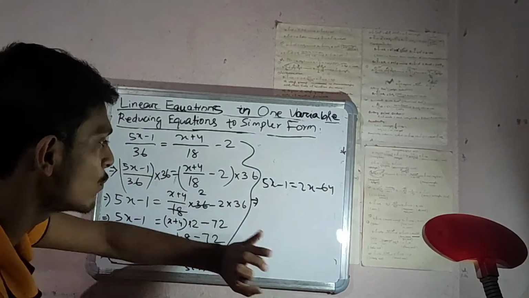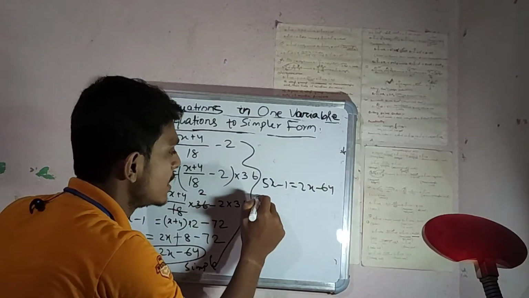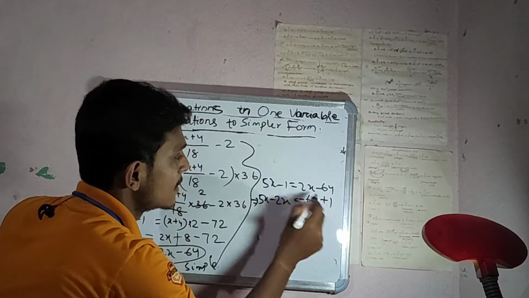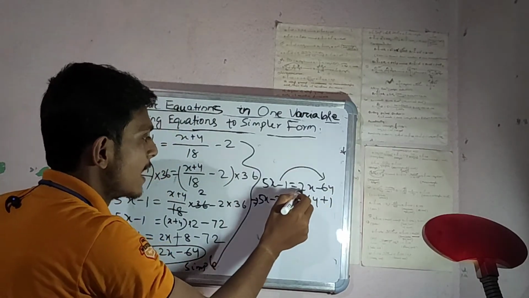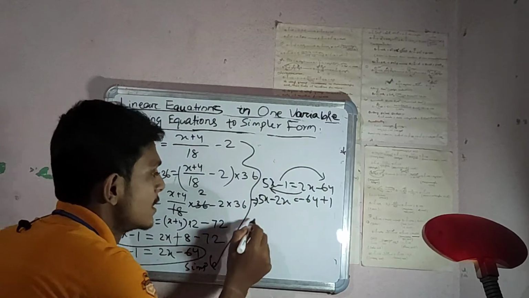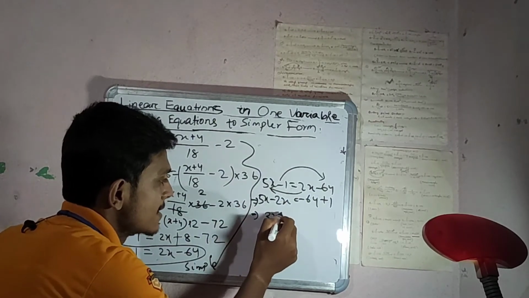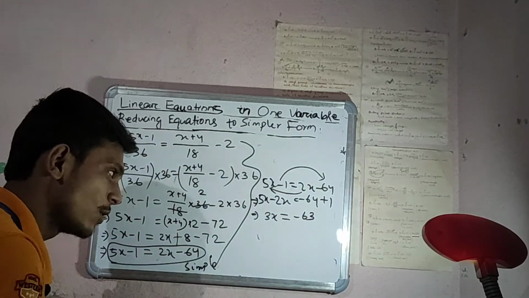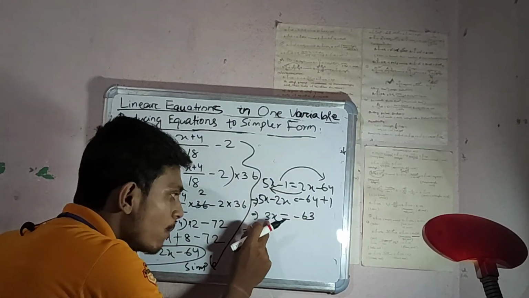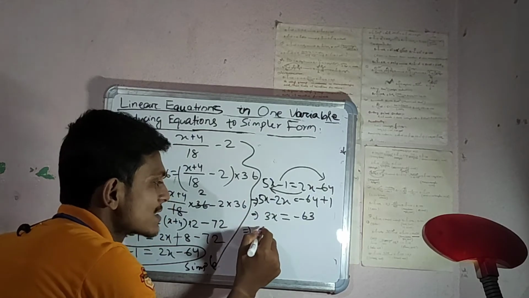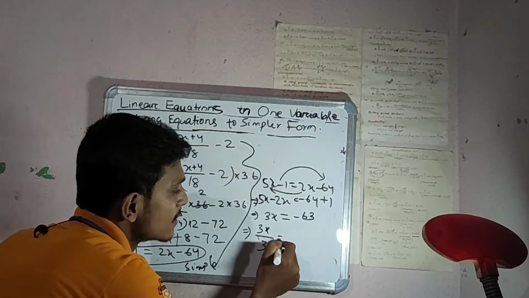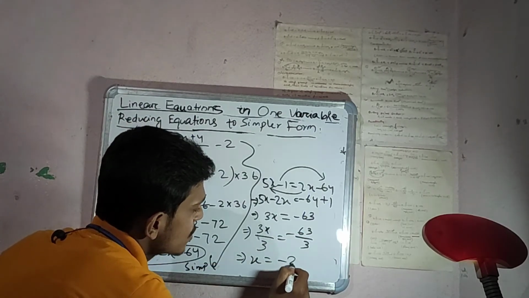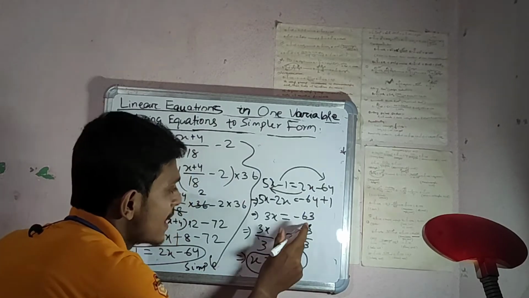Then variables to one side and numbers to the other side. So 5x minus 2x is equal to minus 64 plus 1. Then minus 1 is converted into plus 1 and plus 2x is converted into minus 2x. That is 5x minus 2x, that is 3x, equal to minus 64 plus 1, that is minus 63. Then to remove 3 from 3x, we can divide by 3 on both sides. Minus 63 upon 3. So x is equal to minus 21.